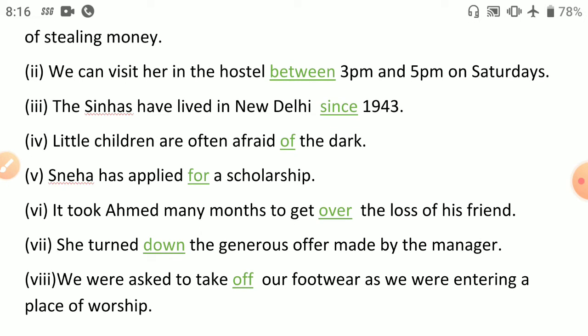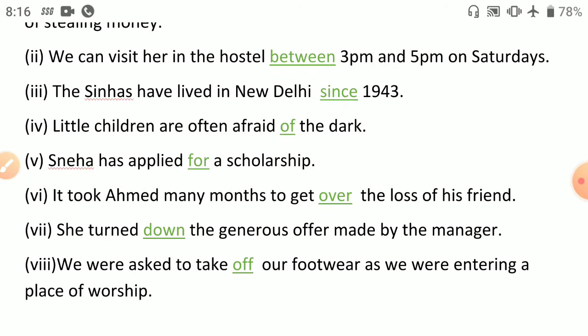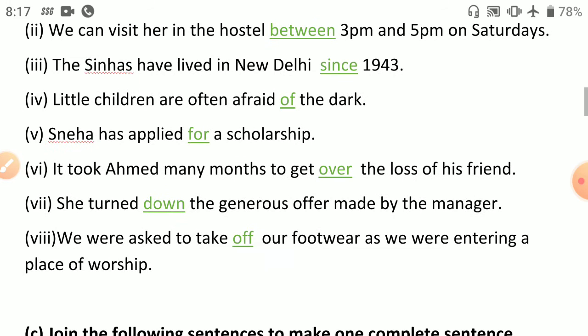From would be wrong. The third, the Sinhas have lived in New Delhi since 1943. Some might make a mistake that here you write from 1943. No. Native speakers use since for the year. Since 2001, since 2007. So since the time 1943, they have been living in this place.